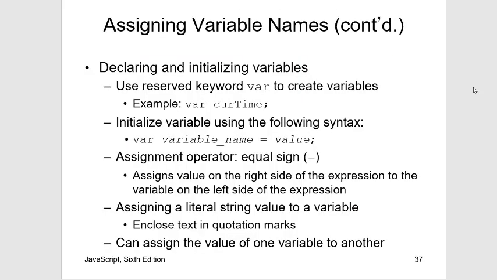When you declare a variable, you use the keyword var, which stands for variable, to say that you are creating a variable such as variable curtime. We initialize that variable by saying the variable, whatever name you picked, is equal to value, semicolon. The equal sign in JavaScript means is equal to, and assigns a value on the right side to the left.